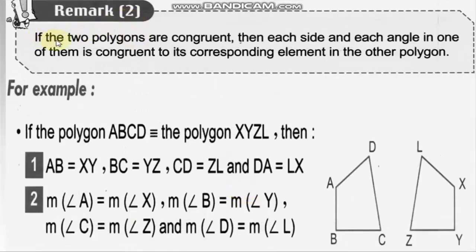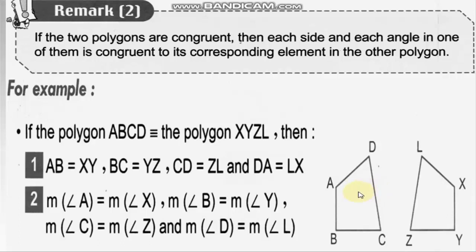Remark 2. If the two polygons are congruent, then each side and each angle in one of them is congruent to its corresponding element in the other polygon. For example, the polygon ABCD congruent to the polygon XYZL. Then number 1, AB congruent to or equals XY.